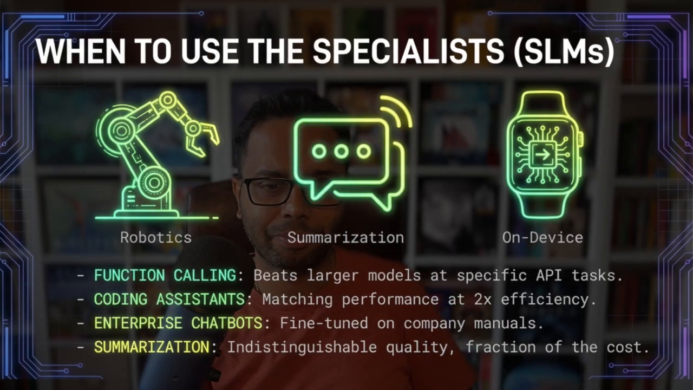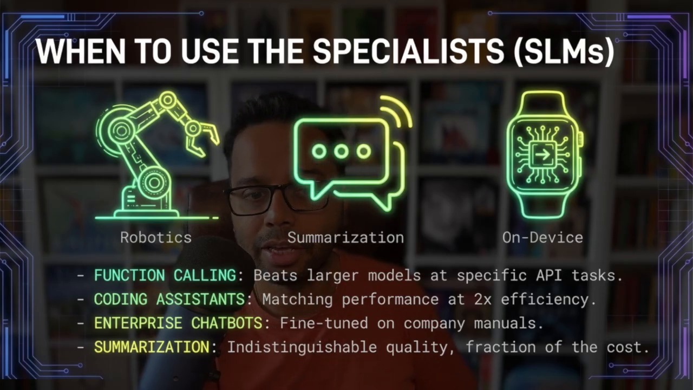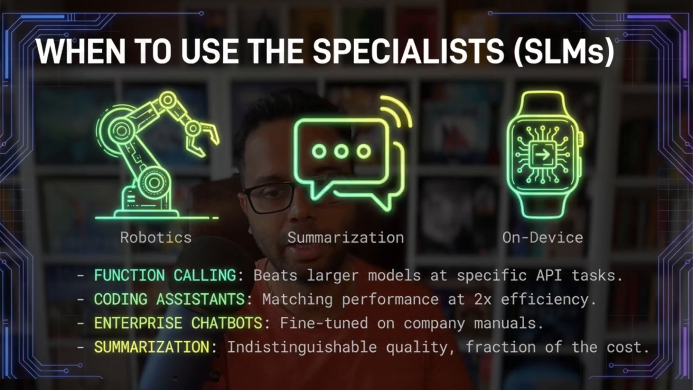Coding assistance, I think matching performance at 2x efficiency. Now, when I say coding, I don't mean the more complex coding. For more complex coding where you have business criticality, obviously you have to use a large language model. But for some of the coding, where let's say you are trying to write sorting algorithms or something like that, you can definitely use a smaller model. Enterprise chatbot, if you want to fine tune a model, you always take a small language model, because then it gets contextualized information about the use case for which it is built. And summarization, as I was saying before.